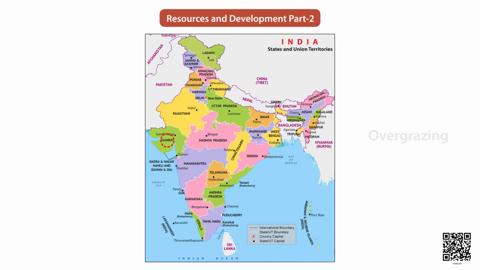In states like Gujarat, Rajasthan, Madhya Pradesh and Maharashtra, overgrazing is one of the main reasons for land degradation. In the states of Punjab, Haryana, Western UP, over-irrigation is responsible for land degradation due to waterlogging, leading to increase in alkalinity and salinity of the soil.